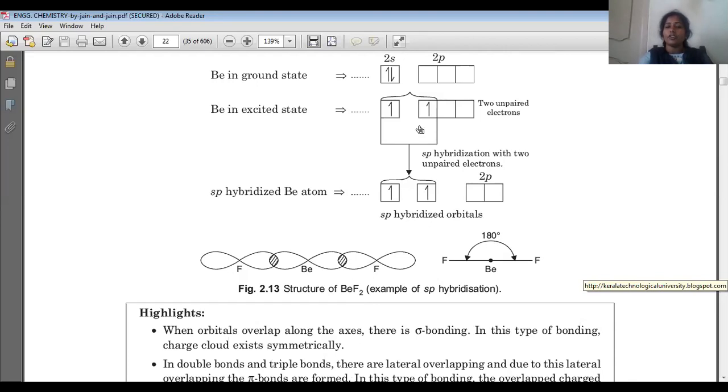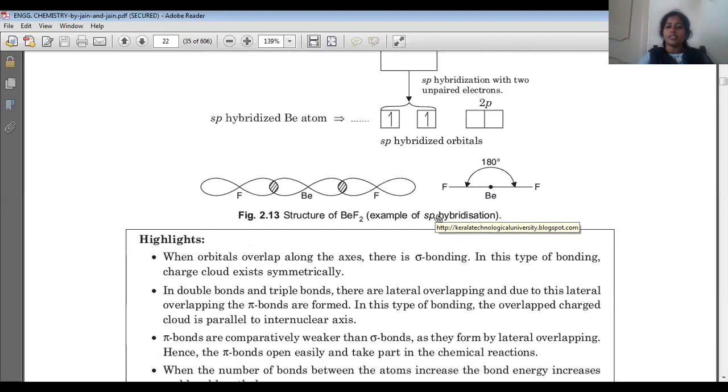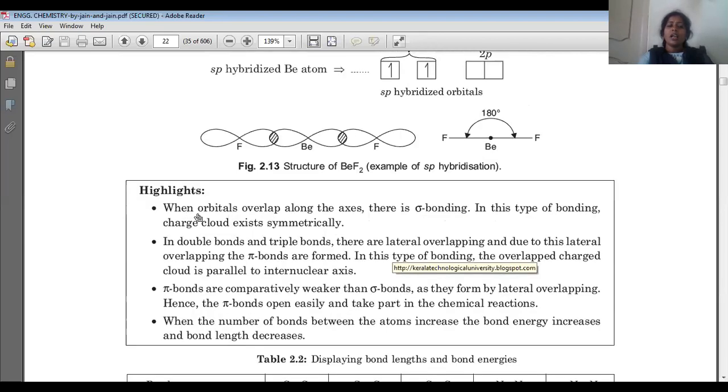Sp hybridization is the intermixing of one s orbital and one p orbital. Here the s character is 50%, because there is one s orbital and one p orbital, so it is 50-50: 50% s character and 50% p character. In sp hybridization, we get a linear molecule. When orbitals overlap along the axis, sigma bond formation is always possible. Perpendicular to the axis, pi bond formation is always possible.